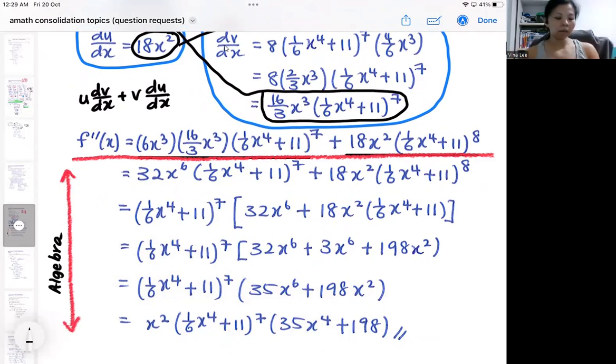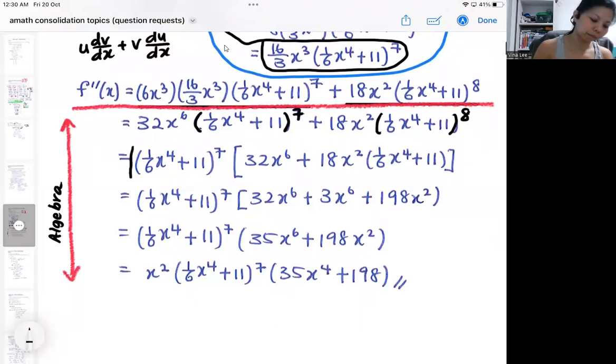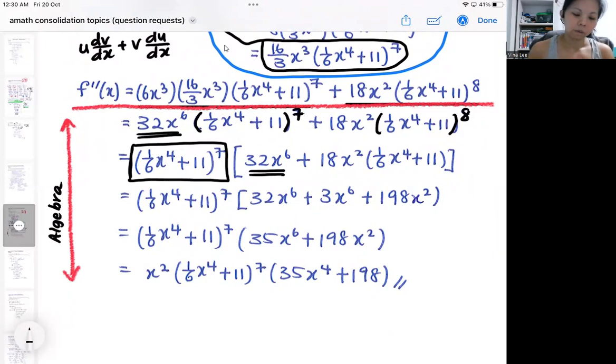And there is a very glaring common factor that you can take out. There is a bracket with power 7. There is a bracket with power 8. So you take out the more glaring one first. If you take out the more glaring one, it should be the power 7. When you take out the power 7, you will be left with 32x^6. When you take out from here a power 7, you will be left with 18x^2, and there's still a power 1 being left here. So that is already a very basic take out common factor.